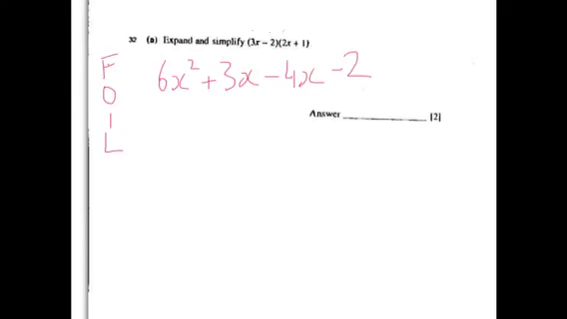Okay, simplifying all of that, 6x squared plus 3x minus 4x, so that gives me minus x minus 2. So your answer is 6x squared minus x minus 2. Question 33, simplify. So we have terms involving w and then z terms. So I've got 3w and 6w, so that gives me 9w. I've then got 7z minus z, so that's plus 6z.